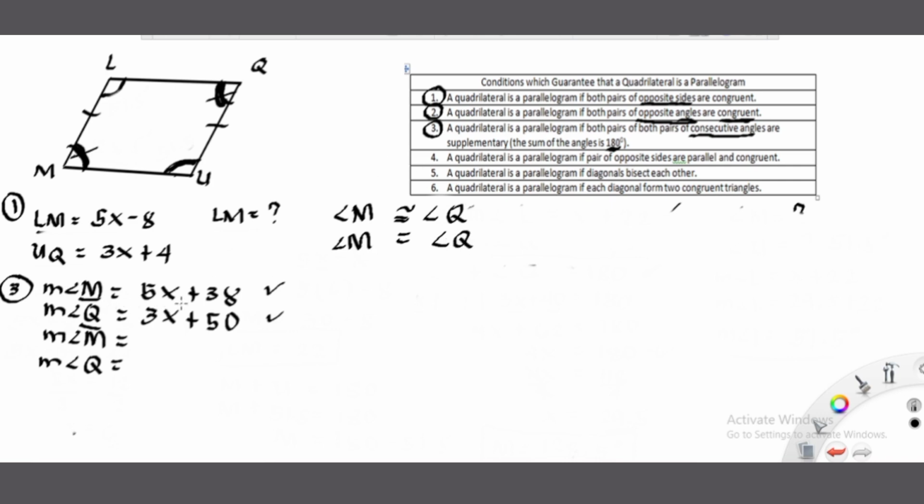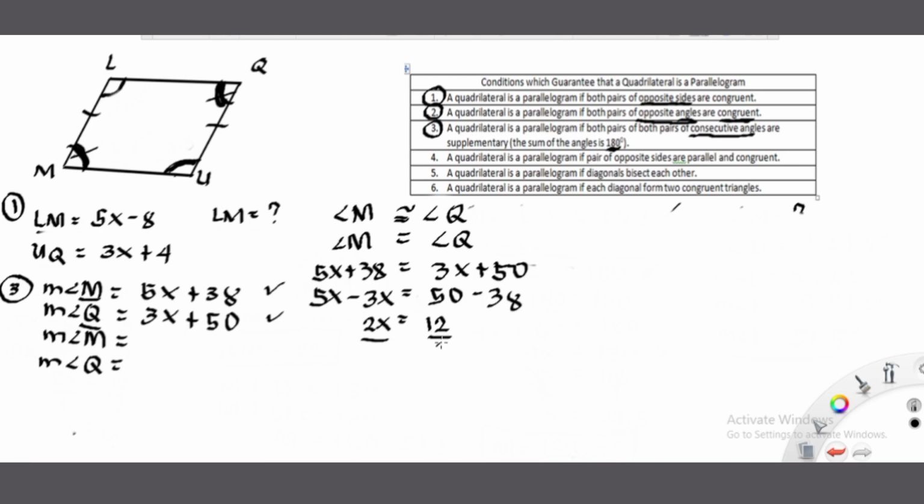Substitute the values. Angle M is 5x plus 38. So that is equal to angle Q. Angle Q is 3x plus 50. Combine similar terms. So we're going to have 5x lipat ang 3x, so that will be minus 3x is equal to, we will copy 50 and 38 will become minus 38. So 5x minus 3x, that is 2x. 50 minus 38 is 12. Divide both sides by 2. Cancel 2. So x is equal to 12 divided by 2, which is equal to 6. So the value of x is 6.